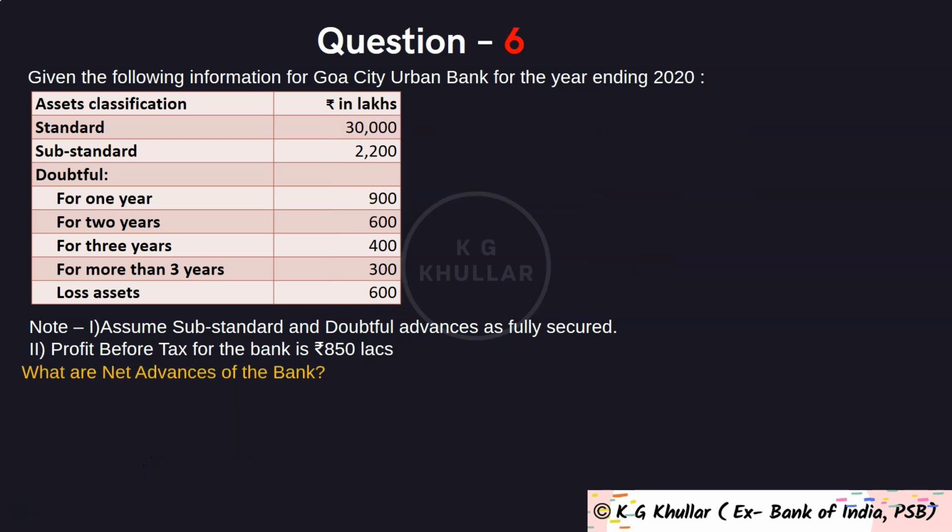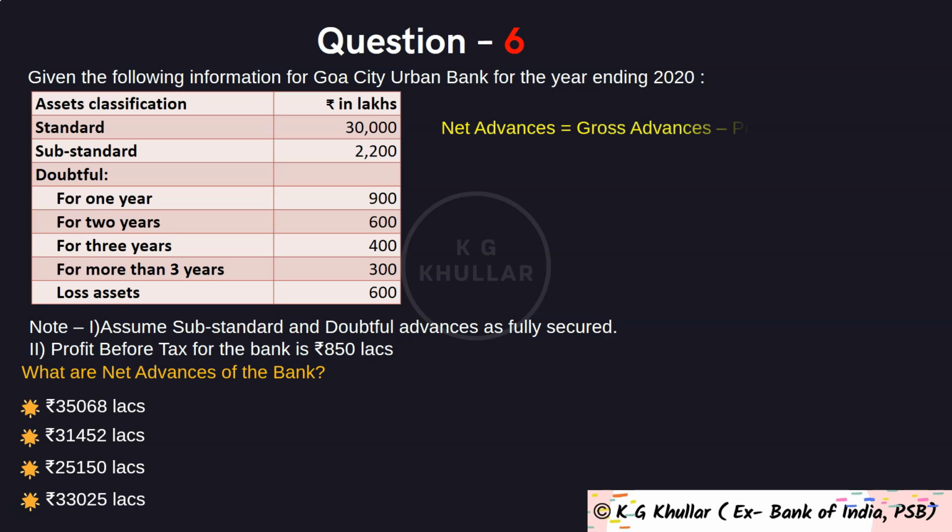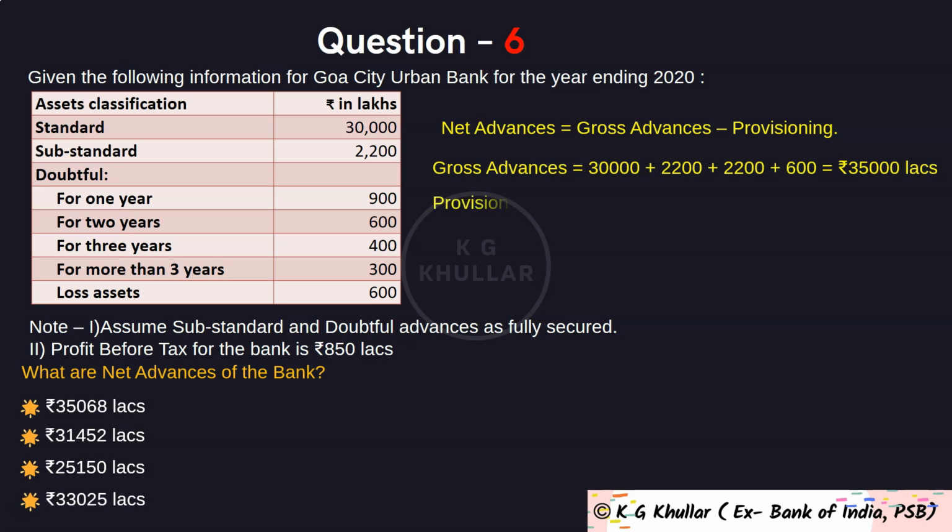The next question is, what are net advances of the bank? And these options are given to you. Now friends, net advances are gross advances minus provisioning. Now gross advances we have found in the previous question as rupees 35,000 lakhs. And provisioning we have found in the previous question as 1975 lakhs. So net advances will be simply 35,000 minus 1975 equals rupees 33,025 lakhs. Thus the correct option for the given question is option D.